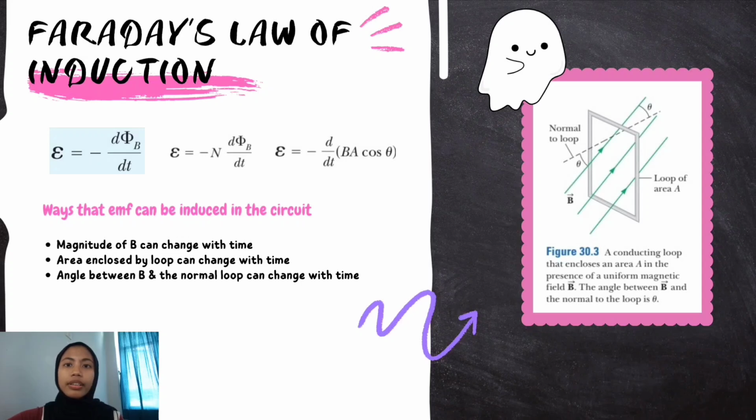There are several ways that EMF can be induced. Firstly, the magnitude of the magnetic field can change with time. The area enclosed by the loop can change with time. The angle between the magnetic field and the normal to the loop can change with time, or any combination of these can occur.